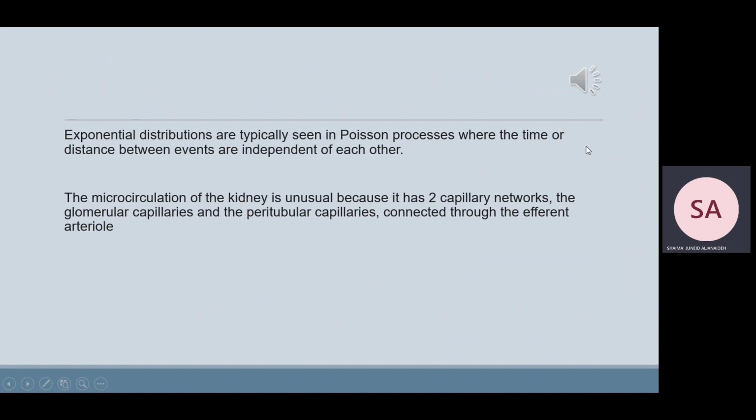Exponential distributions are typically seen in Poisson processes, where the times or distances between events are independent of each other. The microcirculation of the kidney is unusual because it has two capillary networks, the glomerular capillaries and the peritubular capillaries, connected through the afferent arteriole.